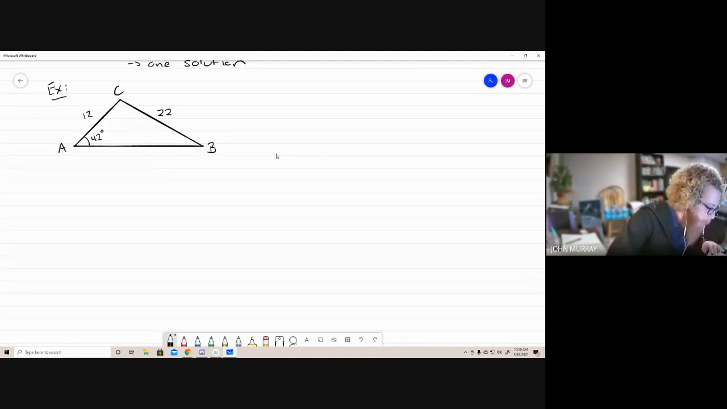All right, so for this one, we have a triangle. I have angle A is 42 degrees. I have side A is 22. I have side B is 12. There's also a slightly different setup in our first step. So if I look at what I'm given, side A and angle A.